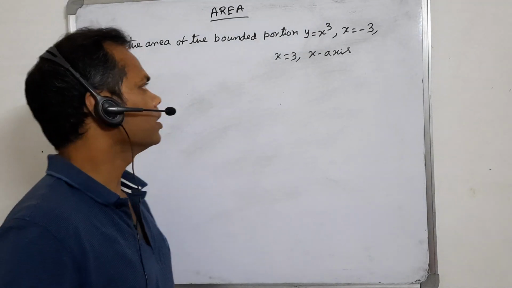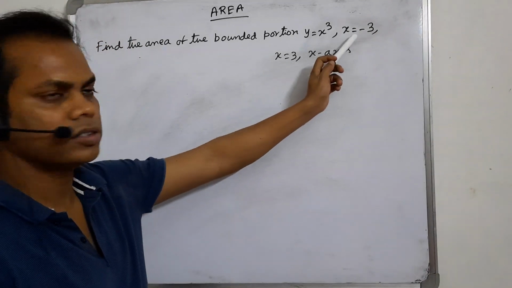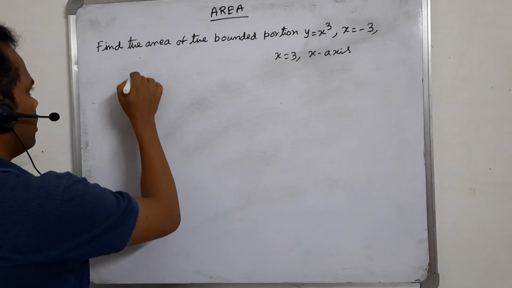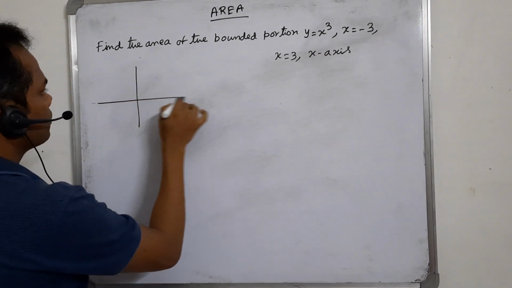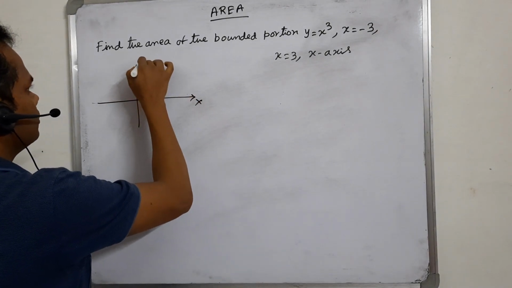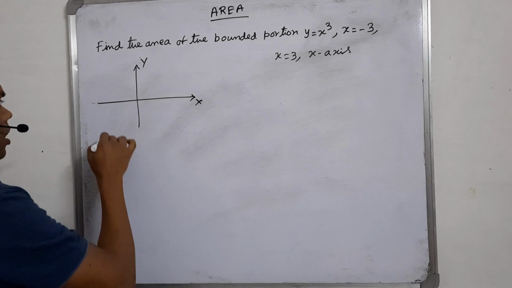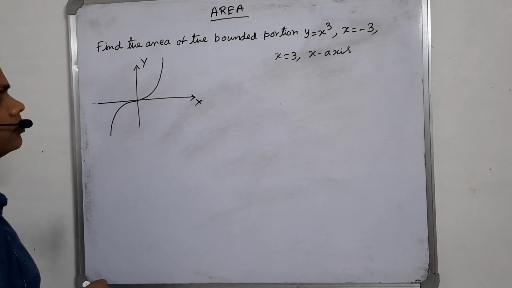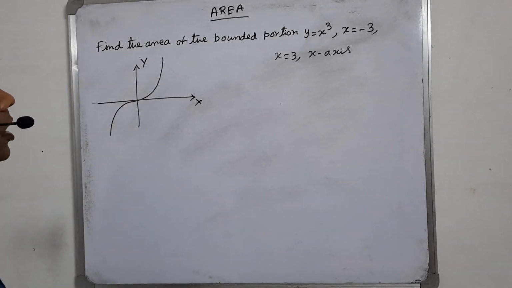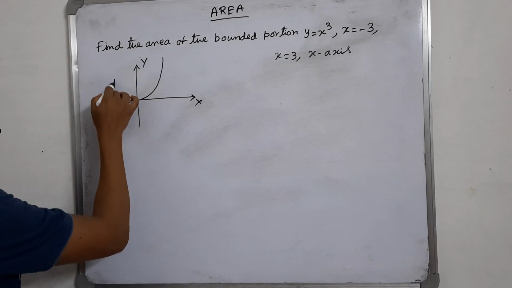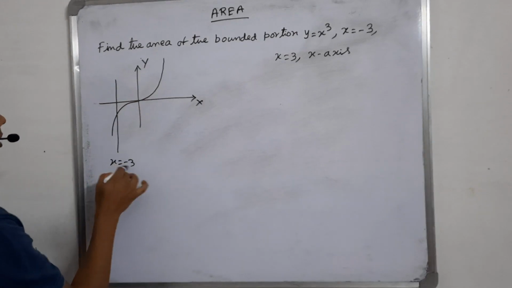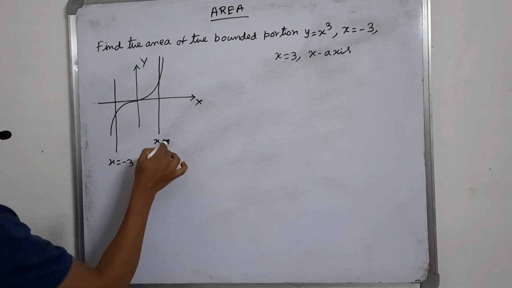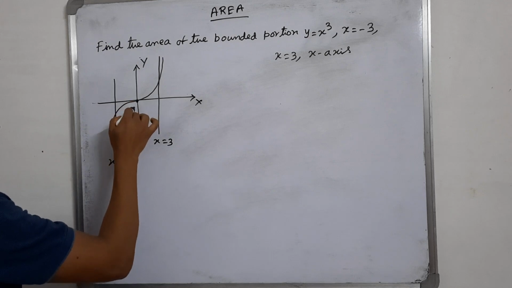Next sum is: find the area of the bounded portion y equal to x cube, x equal to minus 3, x equal to 3 and the x-axis. And the diagram of this figure is: this one is the x-axis, this one is the y-axis. The curve of y equal to x cube is like this, and the bounded portion x equal to minus 3 is this one, and x equal to 3 is this one, and this one is 0.